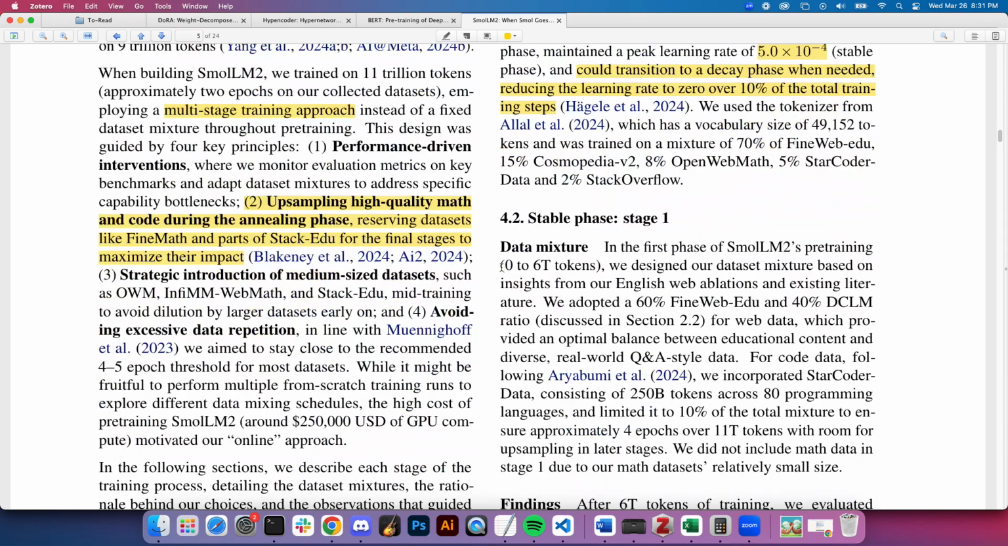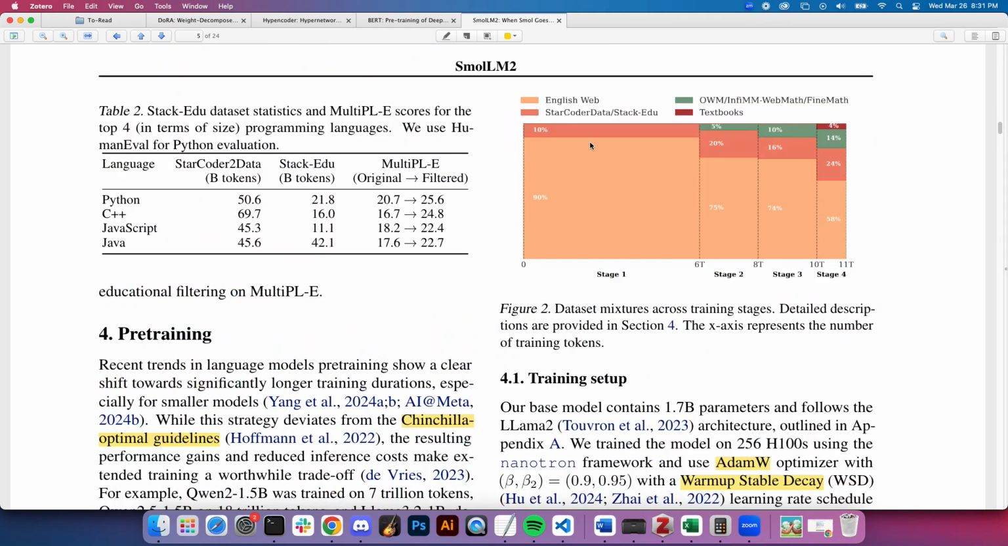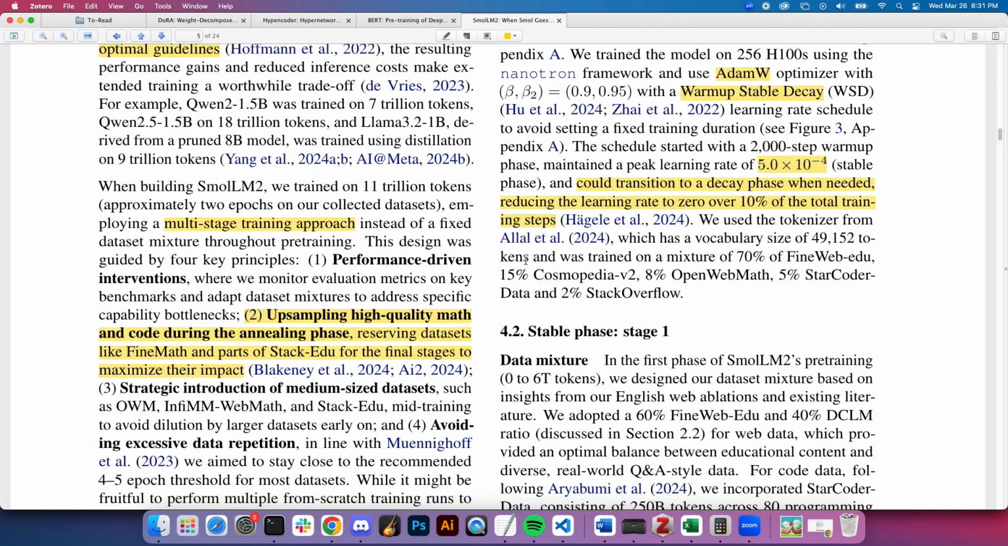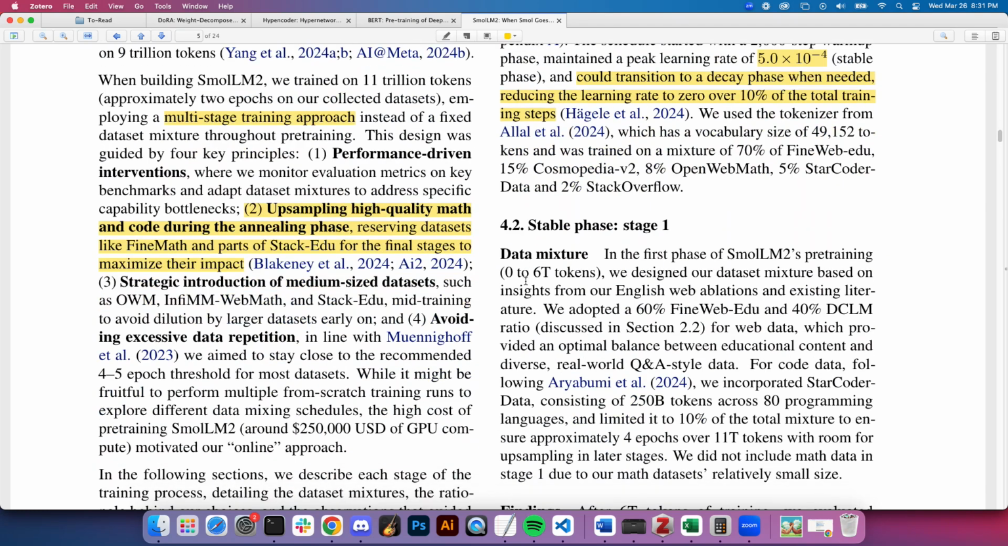Cool. So stage 1, stable phase. So this is mostly English web data, 0 to 6 trillion tokens. So 60% FineWeb-Edu, 40% DCLM, which they showed in that table. And again, this is not FineMath, right? This is FineWeb-Edu.